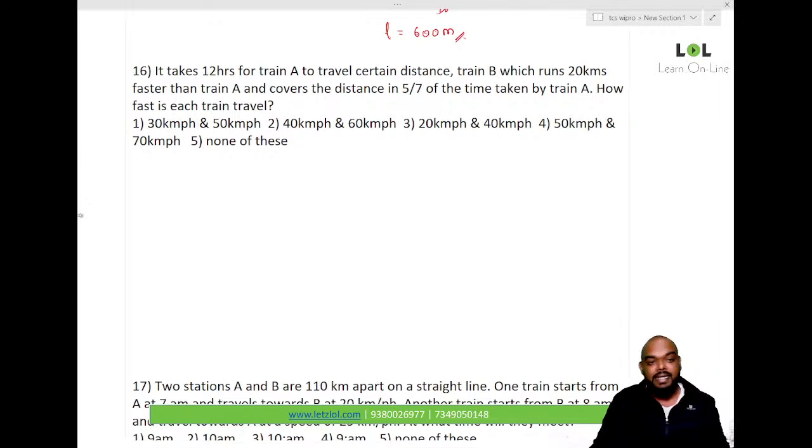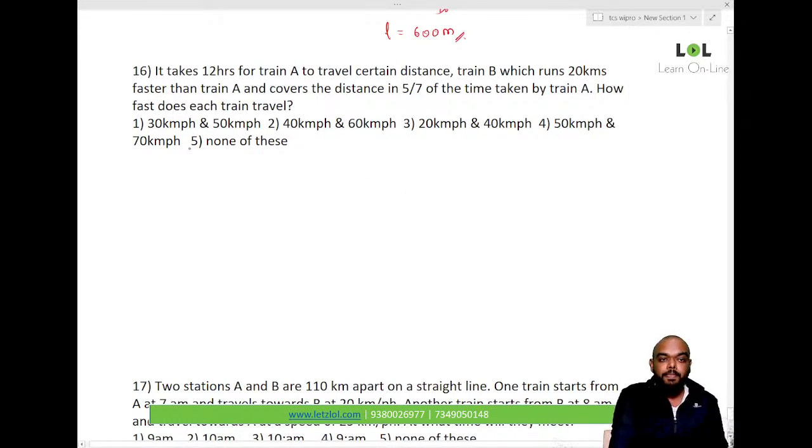How fast does each train travel? Grammatical mistake, please excuse me. How fast does each train travel? Let us represent. It takes 12 hours for train A to travel a certain distance. I don't know what the distance is, so let me put it as this. And it needs 12 hours.